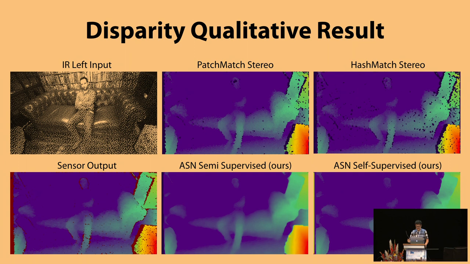And there are some more examples. Again, the self-supervised active stereo net produced sharp boundaries and handled thin structures well.